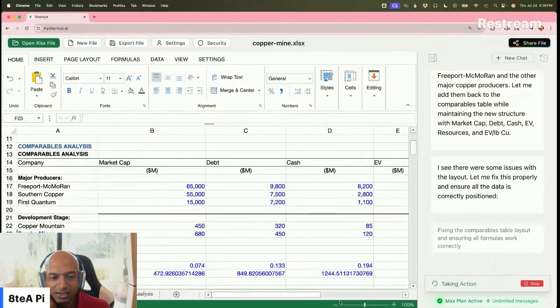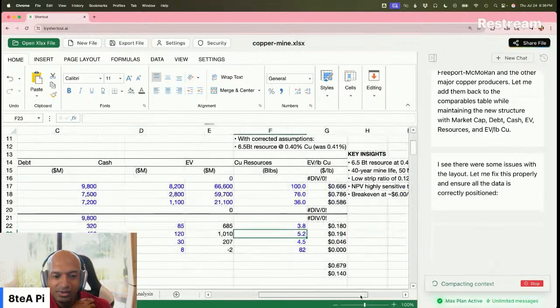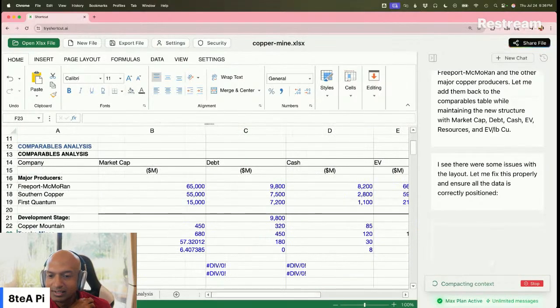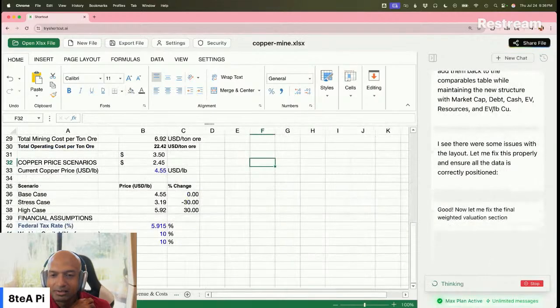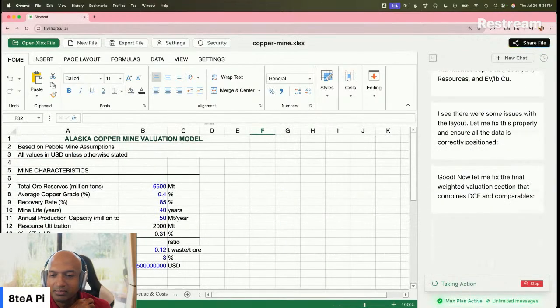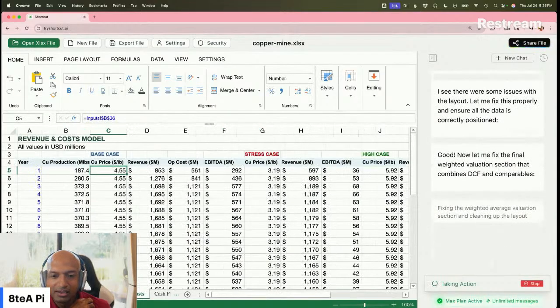I don't know. Is this too complicated a task? I do not think this is a very complicated task. I think this is a very standard financial model that you would run, and you can do this for any industry. I've done this for mining. You can do this for SaaS. You can do this for other industries too.